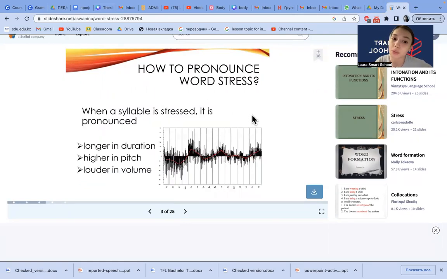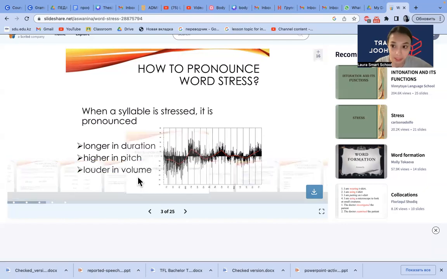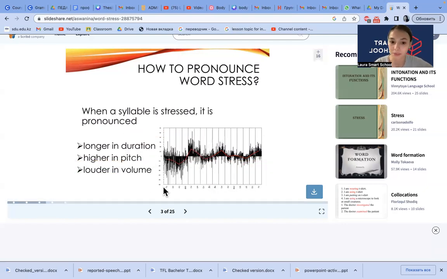So how do we pronounce word stress? When a syllable is stressed, it is pronounced longer in duration. Let's look at the word, for example, banana. Can you find the word stress in this word? Banana. Let's use an example with the word present. Present. And what about present? The first syllable is higher in pitch and louder in volume.